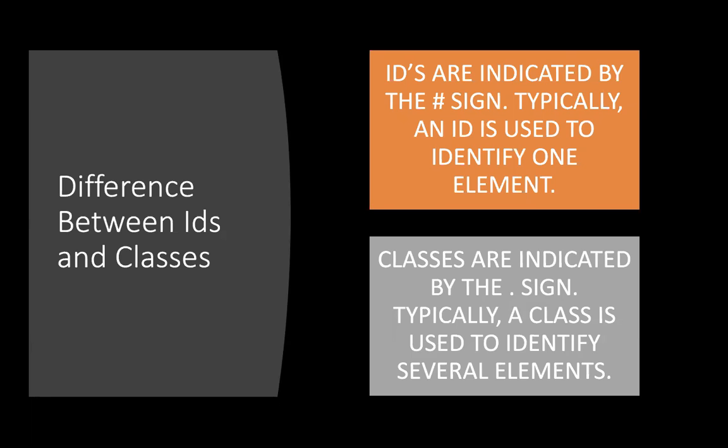The difference between IDs and classes is something very important to note when you are using CSS. IDs are typically indicated by the hashtag sign, and typically they are used to identify only one element, whereas classes are indicated by using the period sign, and they usually are used to identify several elements within CSS.